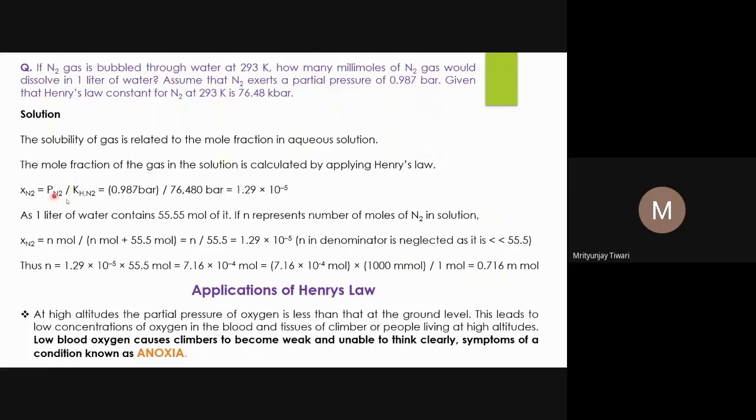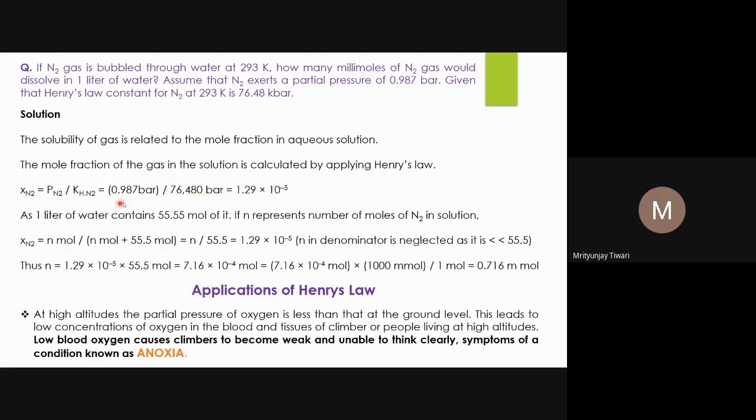This is what I have written directly, this formula. Mole fraction of nitrogen will be equal to partial pressure of nitrogen divided by Henry's law constant for nitrogen. The partial pressure of nitrogen we obtained from here, it is already given, and the Henry's law constant value is also given. Henry's law constant value is in kilobar, which means this is 76.48 kilobar. In bar we have to put, because this partial pressure is given in bar.